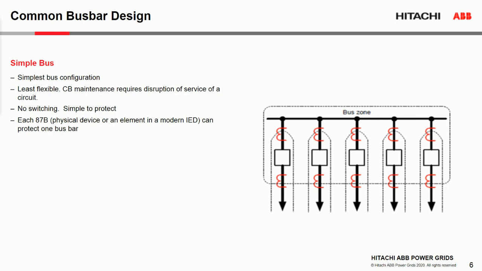No switching is required in terms of the protections. Each 87B, the busbar differential protection, either as a physical device or an element in a modern IED, intelligent electronic device, can protect one busbar. If you have multiple 87 elements in a modern IED, you can protect multiple simple busbars that way. But conventionally, each busbar would be assigned to one physical protective relay.